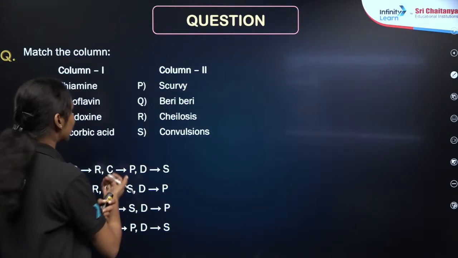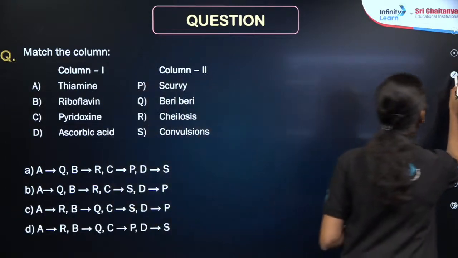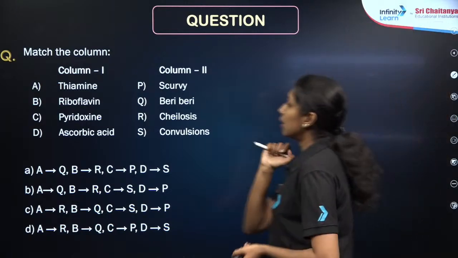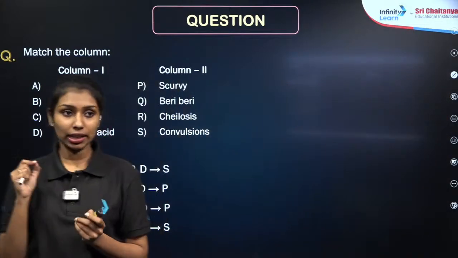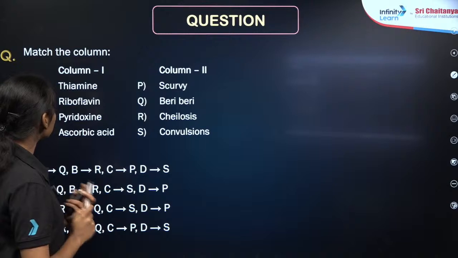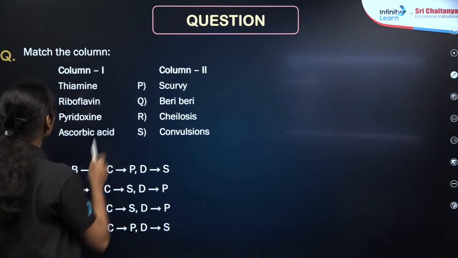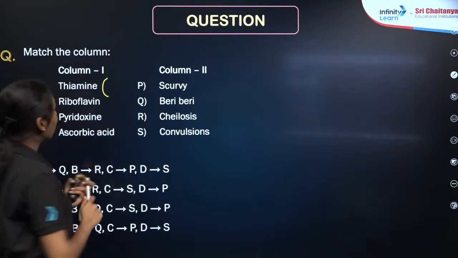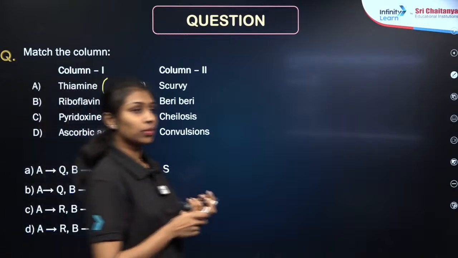Here the chemical names of vitamins are given. So you must have an idea about the chemical names of different vitamins, right? Along with their symbols, then deficiency diseases. So what will be thiamine here? Which vitamin is it?